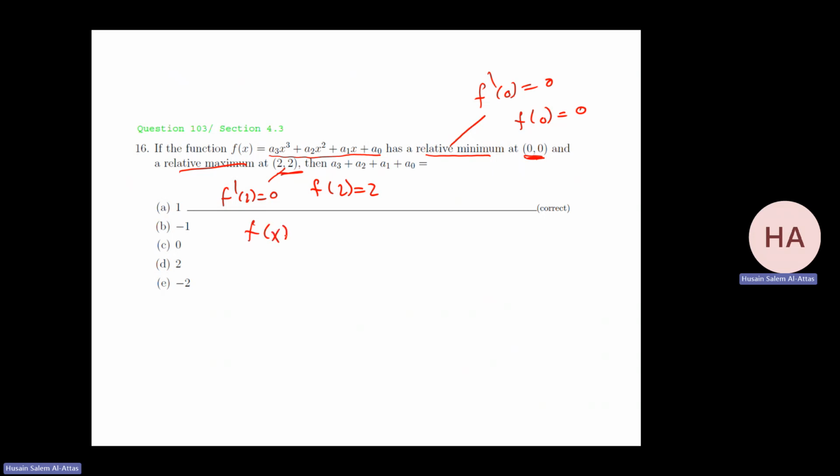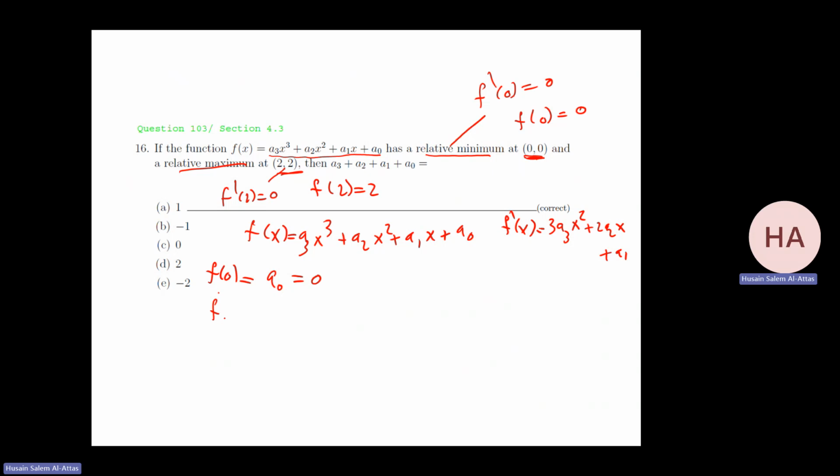Now let me try to find these 4 values. Let me find f prime also at the same time. That will be 3a3x squared plus 2a2x plus a1. Let me start with the one with the zeros. That give me f of 0 will be what? 0, 0, 0, it's a0 equals 0. So a0 equals 0.